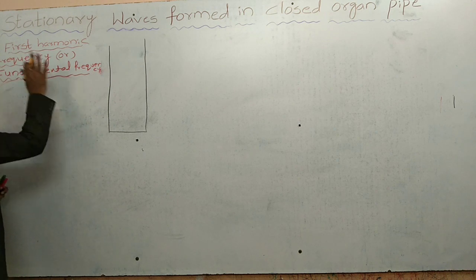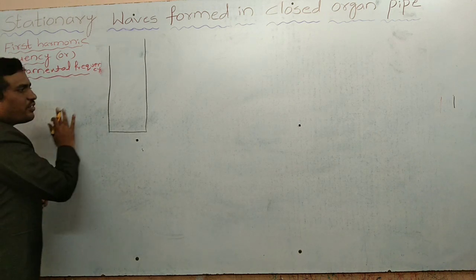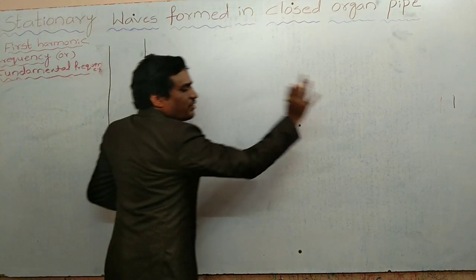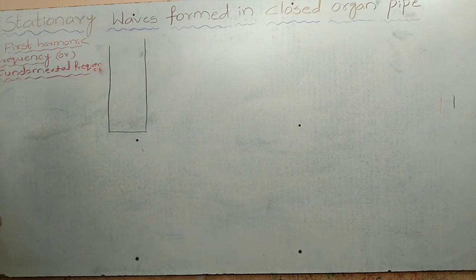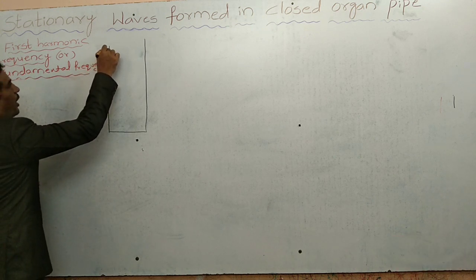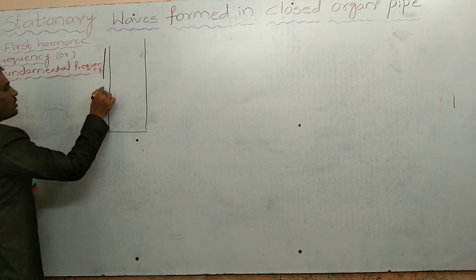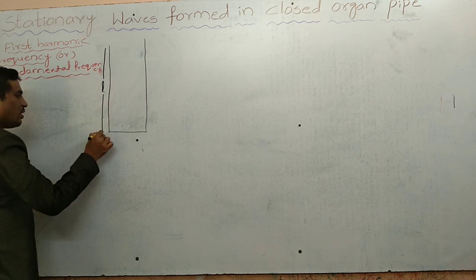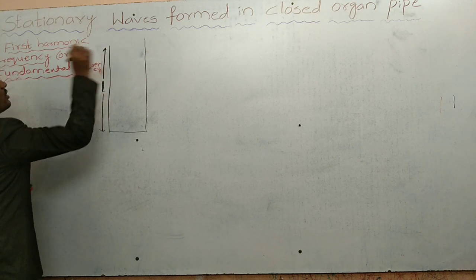Now in this case we have to find out the first harmonic frequency, third harmonic frequency and fifth harmonic frequency, the different modes of vibrations. Here it is the pipe. Suppose the length of the pipe is L. Small L is the length of the pipe.